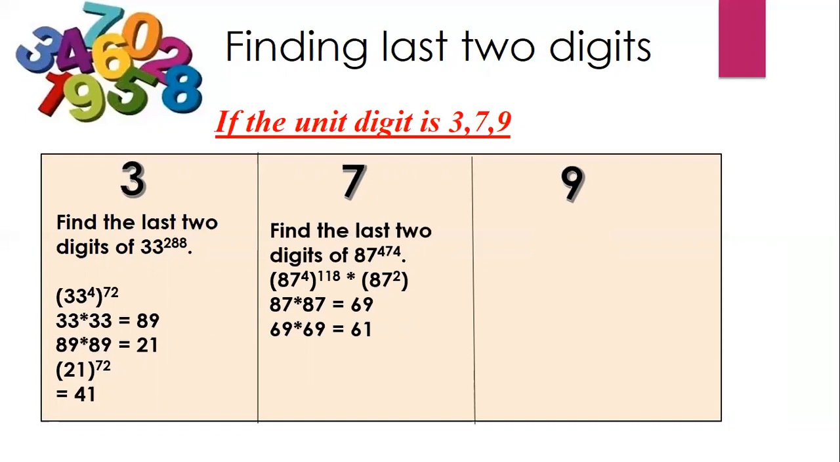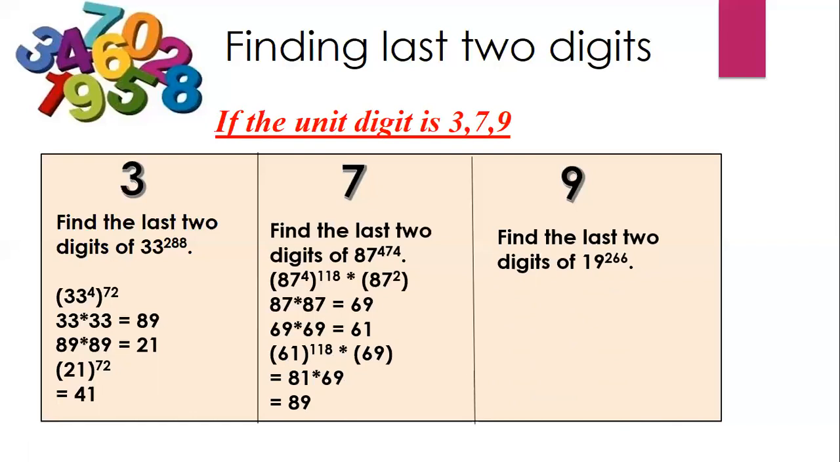87 power 4 to the whole power 118. So here we have 61. So now we'll get 61 power 118 into 87 into 87, last two digits is 69. So into 69. So 61, unit digit will be 1. Tens digit will be 6 into 8, 48. So 8 alone we'll take. 81 into 69 will give 89 as our last two digits.